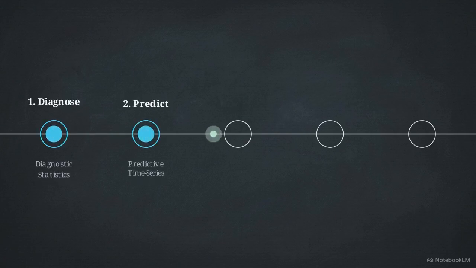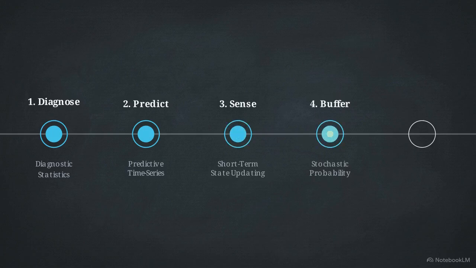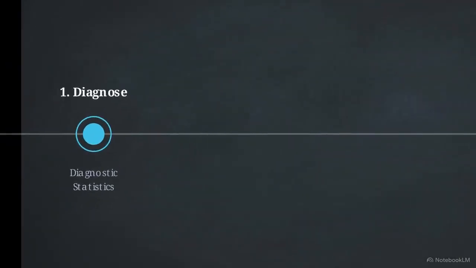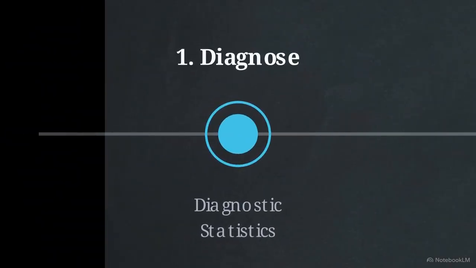Transforming noise into execution requires this 5-node SAP HANA pipeline. Data moves sequentially: diagnostic statistics, predictive time series, short-term state updating, stochastic probability, and operations research. To understand this architecture, we will trace a single data signal from inception on the left to factory execution.